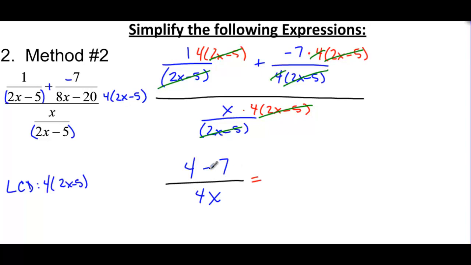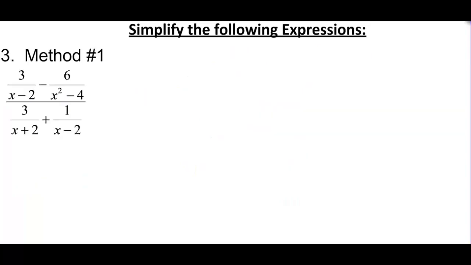And if I simplify this, I get negative 3 over 4x, which is the exact same thing we found in the last problem. And if you notice, we get to our final answer a little bit quicker here. The problem looks a little bit bigger because we have to rewrite the LCD, but some students like this better than number 1. And again, on a test, it doesn't matter which method you do. Let's look at one last example.